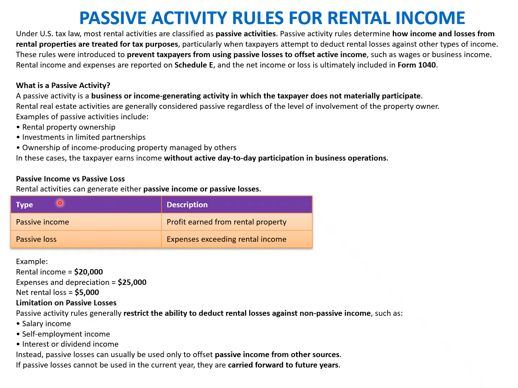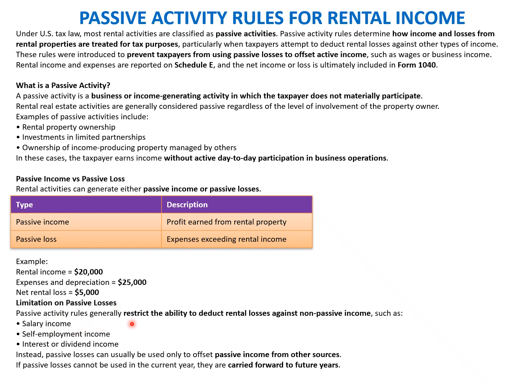So, passive income versus passive losses. Rental activity can generate either passive income or passive losses. Passive income is the profit earned from the rental property. Passive loss is when expenses exceed the rental income. For example, if rental income is 20,000 but the depreciation expense is 25,000, then there's a net rental loss of 5,000. And then, what are the limitations of passive losses?